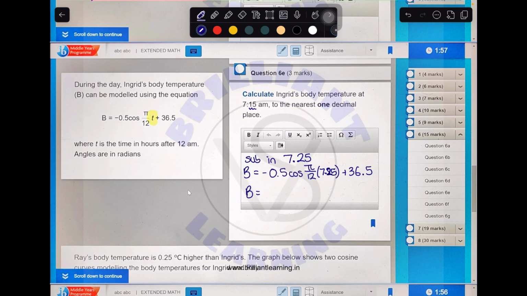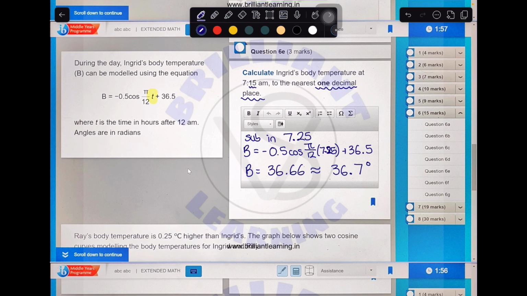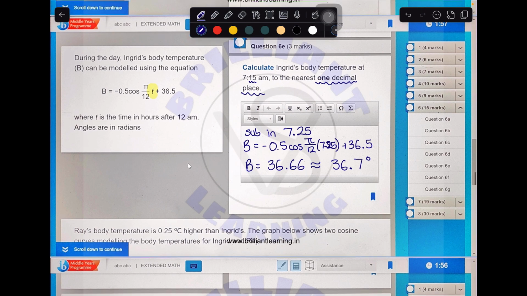Okay, you should be getting 36.66. Now it does say in this question to the nearest 1 decimal place, so you have to round this to 36.7 degrees. Okay, so that is question 6e done with.